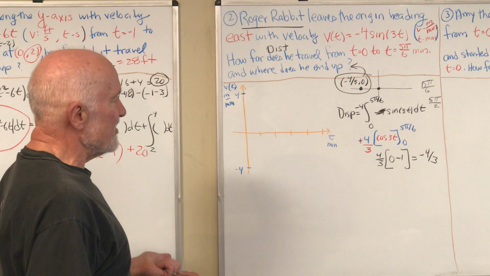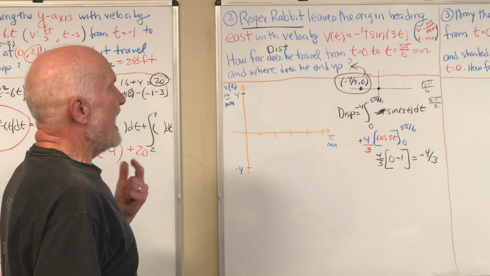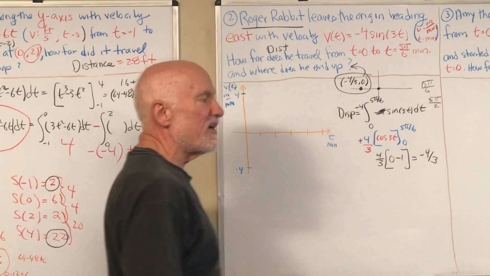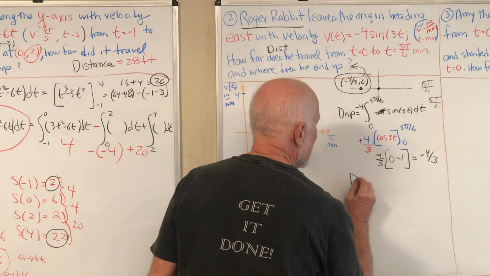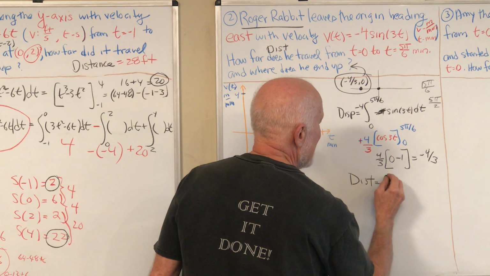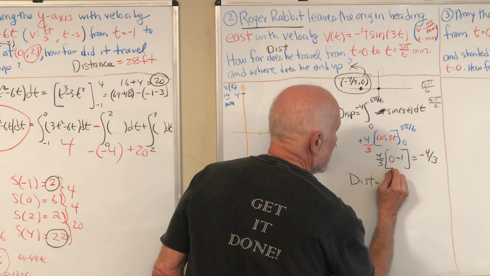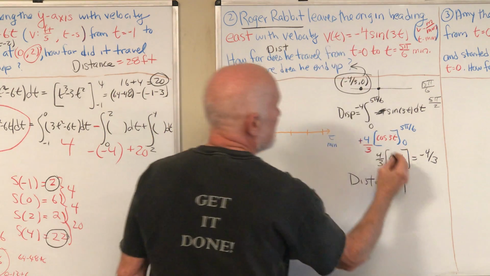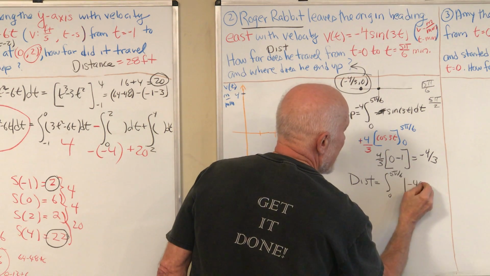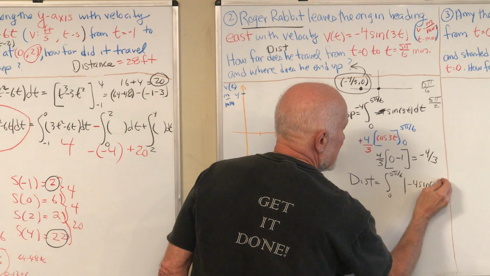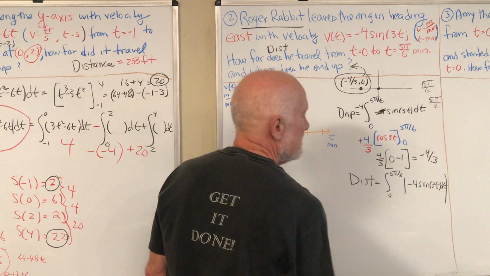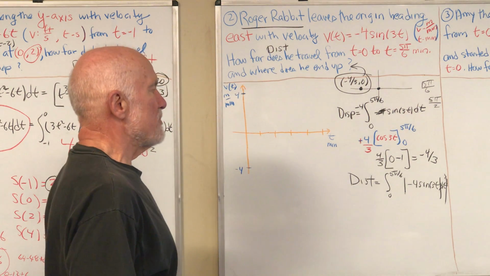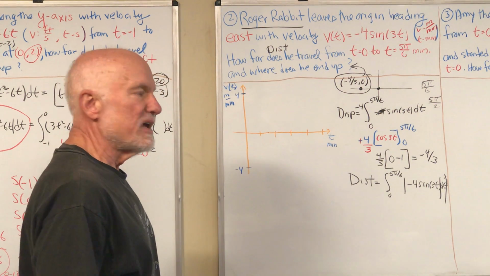Now to get the distance, again, I'm going to have to break this up because I'm going to have to find the absolute value. To get the distance, I have to take the integral from 0 to 5 pi over 6 of the absolute value of minus 4 sine of 3t dt. And I can see that as being a problem, quite a bit of work.